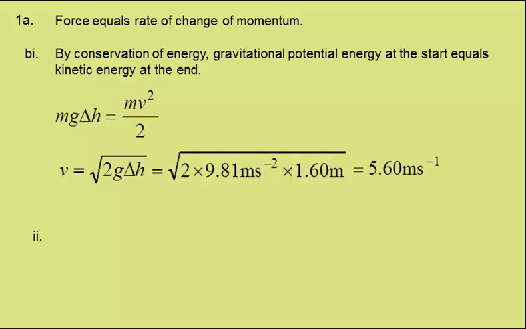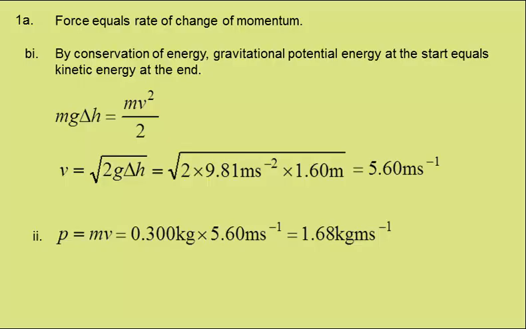In part 2, we need to find the magnitude of the momentum of the sand that lands in the container each second. Well, momentum is mass times velocity, and every second we have 0.300 kilograms landing at 5.60 meters per second, a momentum of 1.68 kilogram meters per second.